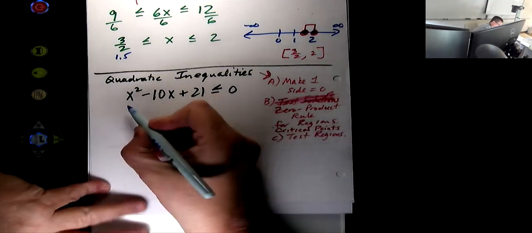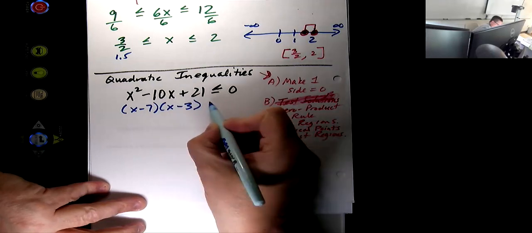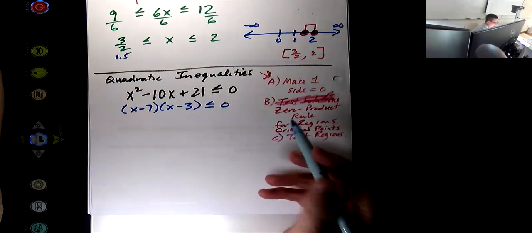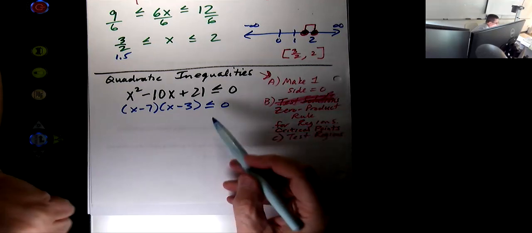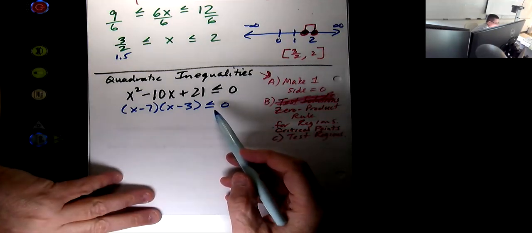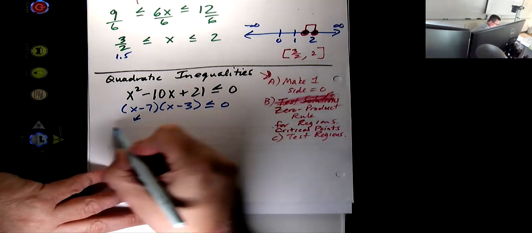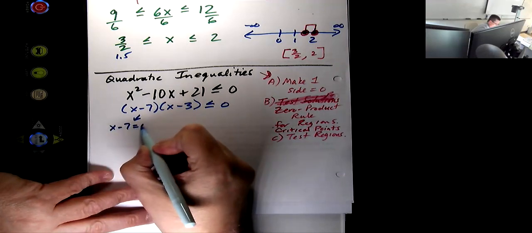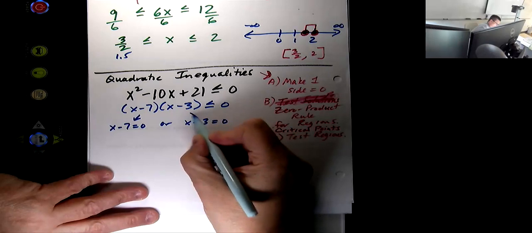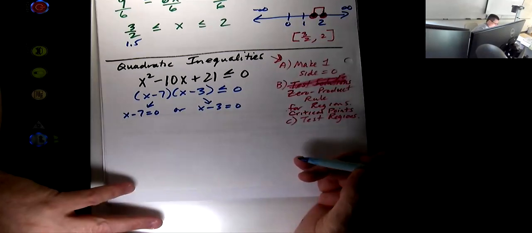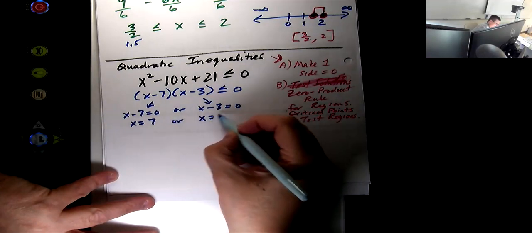All right, I could factor this to x minus 7 and x minus 3 is less than or equal to 0. Even if there's no equal portion, even if it's just strictly less than, use the zero product rule at this point and say equal sign. And I get x equals 7 or x equals 3.